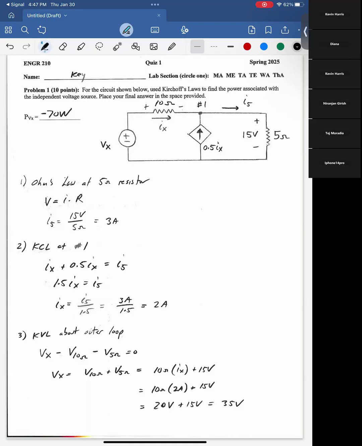For this first question, it said use Kirchhoff's laws to find the power associated with the independent voltage source. So you are trying to find the power associated with this thing. That means to find the power through it, we have to both find the voltage across it and the current going through it. We don't actually know which way the current's going.